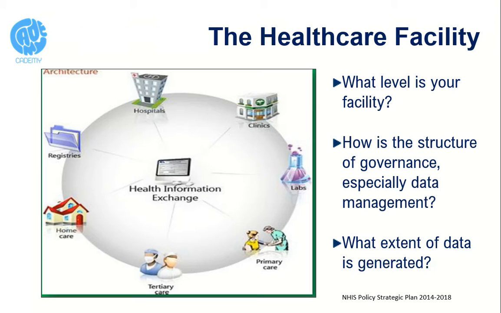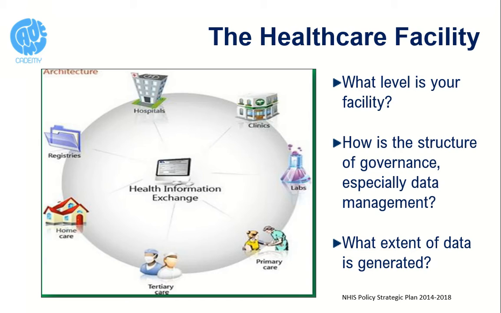We have the primary healthcare centers giving primary health care, even though in the secondary comprehensive healthcare center, even in tertiary healthcare center, we find primary care being delivered at that level. So how's the governance structure of these healthcare facilities? You will tell us about your healthcare facility and the governance structure. It's important to know this and the extent to which data is generated at these facilities.